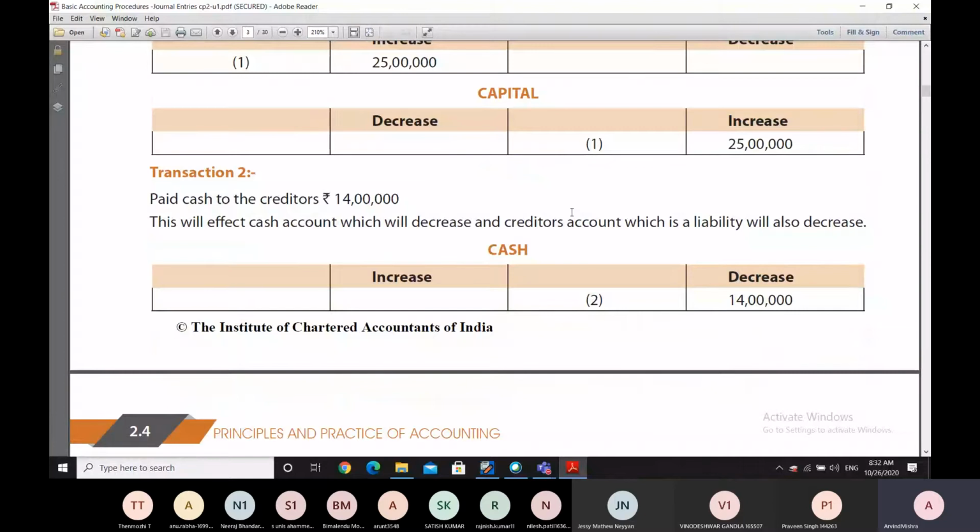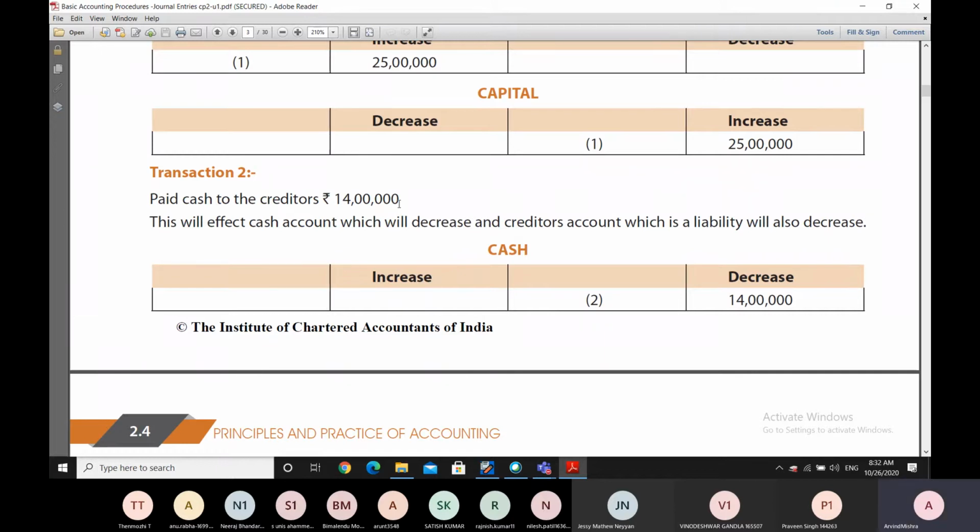Supposing we had some creditors to whom we had to pay cash, because earlier we had probably purchased something from them, or maybe we have taken a loan earlier which we are repaying. So let us say that we are paying the creditor 14 lakh rupees. When we pay 14 lakh to the creditor, again two accounts will be affected here.